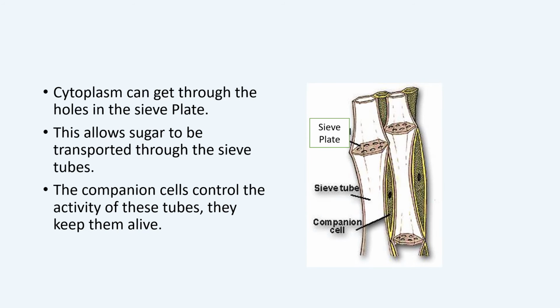So let's look at these cells in more detail. So the cytoplasm can get through the holes in the sieve plate. This allows sugar to be transported through the sieve tubes. The companion cells control the activity of these tubes and they keep them alive. So you've got your sieve plate, your sieve tube, and you've got your companion cell here. So make sure you know the function of the phloem, the structure of the phloem, and you can compare the phloem to the xylem.